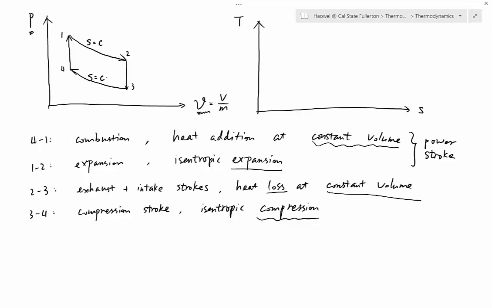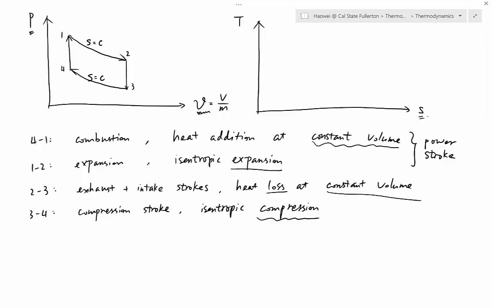Next, let's sketch everything on a T versus S diagram. Let's start from 4 to 1 again. This is a heat addition process at constant volume. Do you remember if you gain heat, you also gain entropy? And entropy is my x-coordinate. So actually my x-coordinate is becoming bigger. So move to the right.